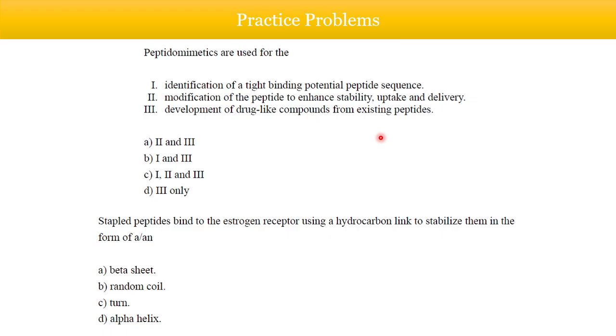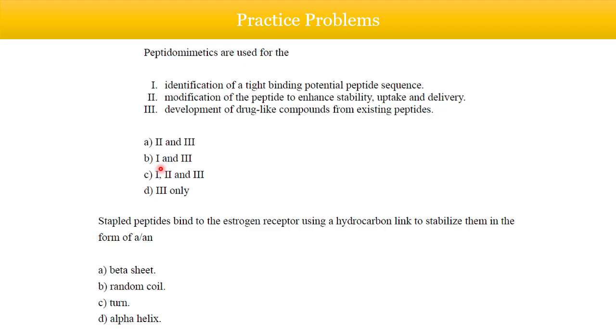Then you engineer that particular peptide by modifying it such that the stability, the uptake, and the delivery can be improved. And then you have the development of drug-like compounds from the existing peptides, because we know that peptides are fantastic therapeutics, be it linear or cyclic. So 1, 2, and 3 all are correct. So option C.